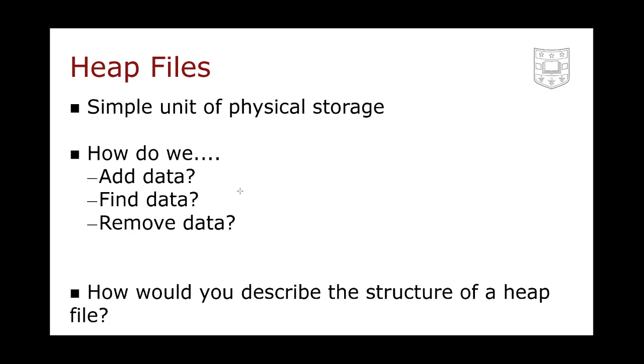So if we think about things from a heap data structure, right? If I have a file with data in it that represents a table, what's the simplest way that I can add information? If I have a new row coming in, I have a new chunk of data, I want to add it to that file, what's the simplest way for me to do that? The easiest possible way for me to add data to a file? Just put it on the end. Just tack it on the end. That's the easiest possible way, right?